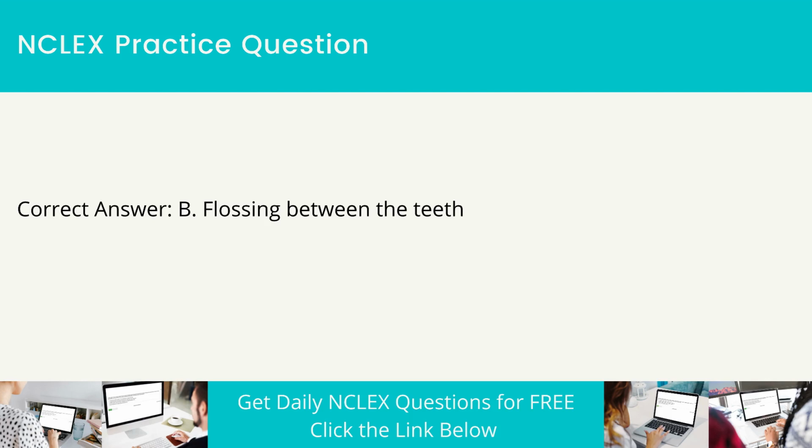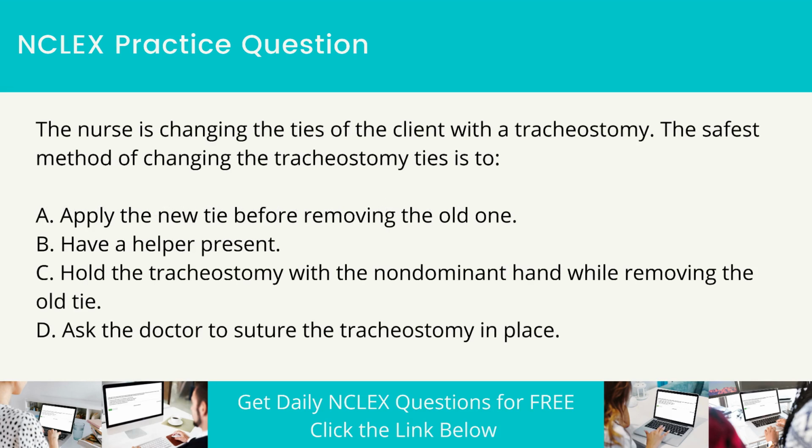The client who is immune suppressed and has bone marrow suppression should be taught not to floss his teeth because platelets are decreased. The nurse is changing the ties of the client with a tracheostomy. The safest method of changing the tracheostomy ties is to apply the new tie before removing the old one. Have a helper present. Hold the tracheostomy with the non-dominant hand while removing the old tie.